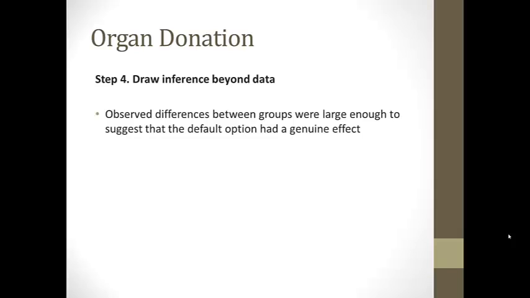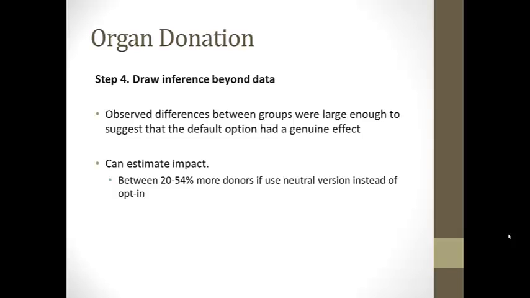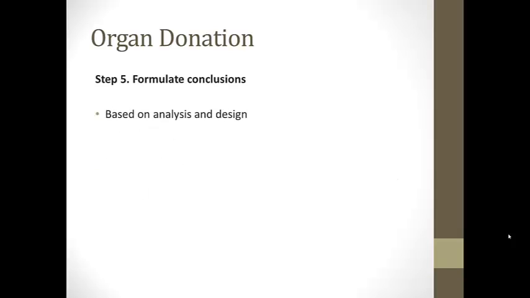Well, as it turns out, using techniques that we're going to learn later in the course, the observed differences between the groups were large enough to suggest that the default option had a genuine effect. And then researchers went on and they estimated the impact. Again, using techniques we're going to learn in later chapters, the researchers argued that between 20 and 54% more individuals would become organ donors if states used the neutral version of the question instead of the opt-in version, which is used by most states currently.